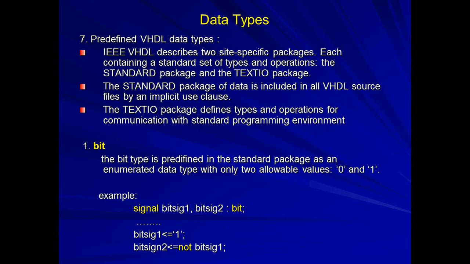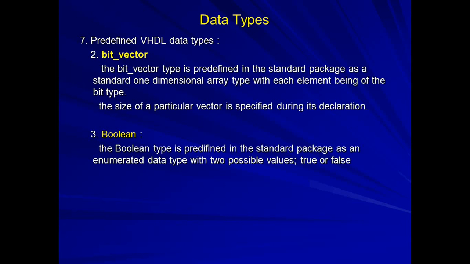Bit is the most important data type. The bit type is predefined in the standard package as an enumerated data type with only two allowable values, 0 and 1. Example: signal bit signal 1, bit signal 2 colon bit. Bit signal 1 is assigned 1. Bit signal 2 is assigned not of bit signal 1. Here, both signals are of the data type bit, which means we can assign the values either 0 or 1.